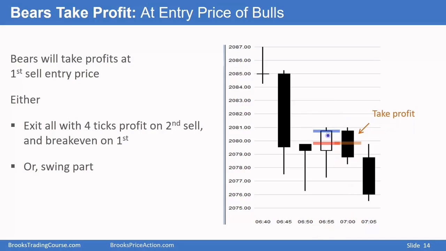Many of these bears will sell the high of this bar and 1 point higher. They'll take profits at their first entry price. So they get out break even on their first sell and with a 1 point profit on their second. And the bulls who bought on a stop 1 tick above this bar, when it's reversing down, they're trapped. They're trying to get out break even. So you have bulls and bears selling.